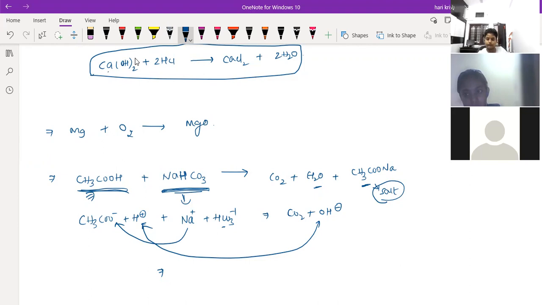Okay, the balancing concept I will teach you separately if you want, because that is not included in the syllabus. No issue in that. Okay, sir. Yeah. How many of you have doubts in the balancing equation?